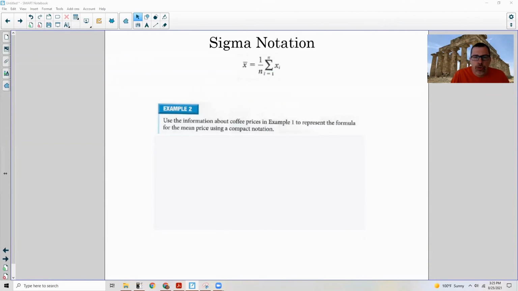Okay, example 2, sigma notation. So let's talk about this a little bit. So here's an X bar. So X bar. And remember what I said on the last page, that is the mean or the average. And it equals 1 over n. Well, n equals the number of elements in a set.